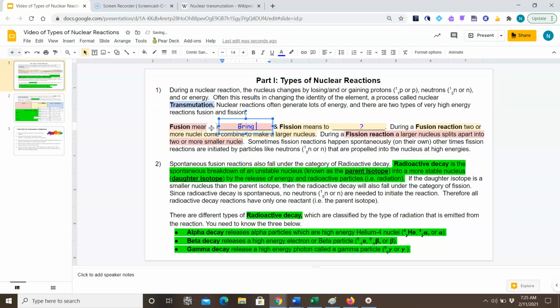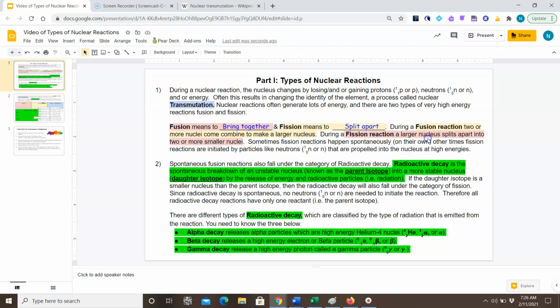Fission, on the other hand, is the opposite. With fission, you're splitting things apart. And I like to think of when you open up a can of soda and you have all these bubbles that are breaking off of the surface of the soda. That's what I think of for fission, like fission, fizzy. So it's sort of breaking apart or splitting apart.